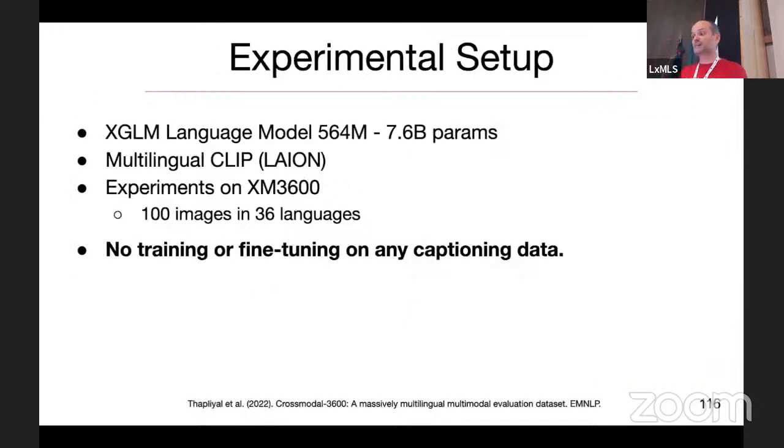So in terms of our experimental setup, we use the XGLM language model in sizes ranging from 564 million to 7.6 billion parameters, and the multilingual clip model from LAION. We do experiments on XM3600. This is a data set where we have 100 images in 36 different languages, where the images and the sentences are culturally relevant. They're not just people describing images that have nothing to do with their lived experiences. And so there's no training or fine tuning of any kind on any image captioning data.